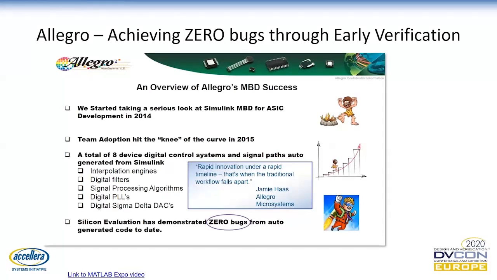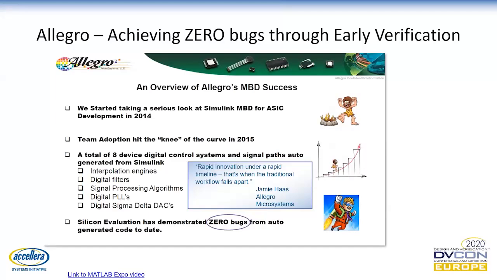I have one more after, a quote from Jamie Haas, who's a very high-ranking manager in Allegro Microsystems, and that's really together. So rapid innovation under a rapid timeline, that's when the traditional workflow falls apart. And that's what we see more and more with the growing demands of having shorter iterations of projects and incorporating many different IPs and many different third parties and reuse and everything. And that's when the scalability of this process in the traditional workflow is hitting its limits. And that's when people need to start adopting new ways.